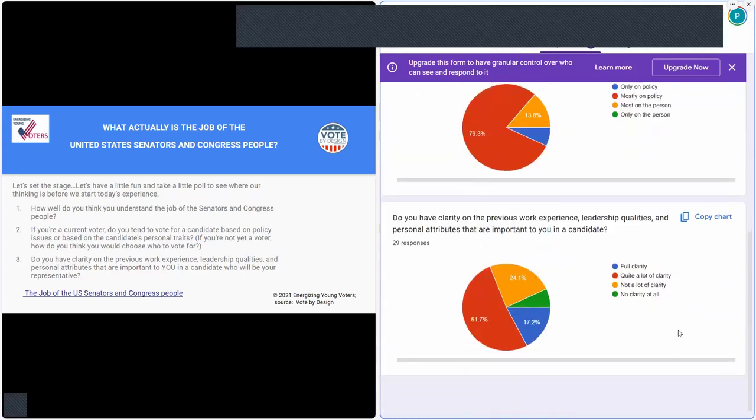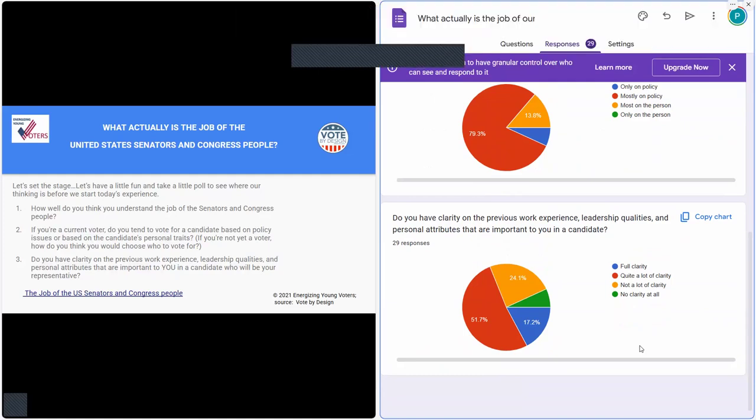And then the final question: do you have clarity about what you want them to have personally, as well as what kind of work experiences they should have? A small percentage of people felt they knew it very clearly. About half of them were about, quite a bit. And, let's see, not a lot was almost a quarter of the people. And 17% had no clarity at all.